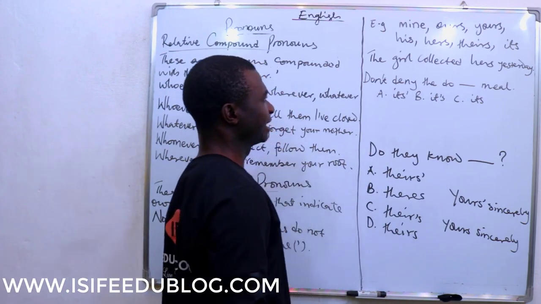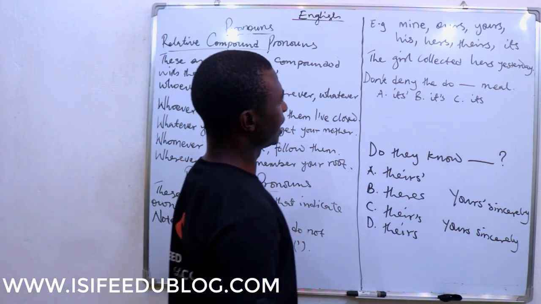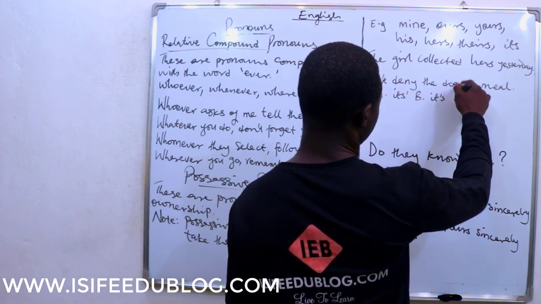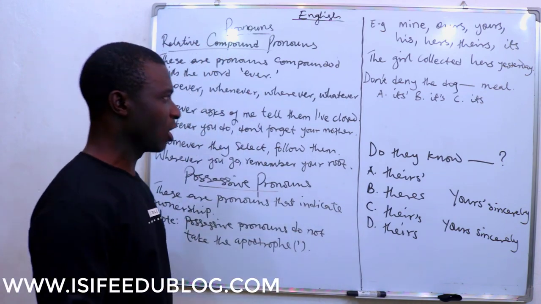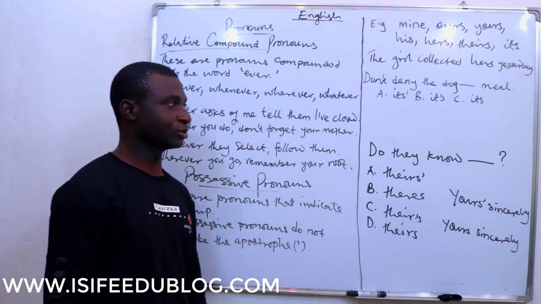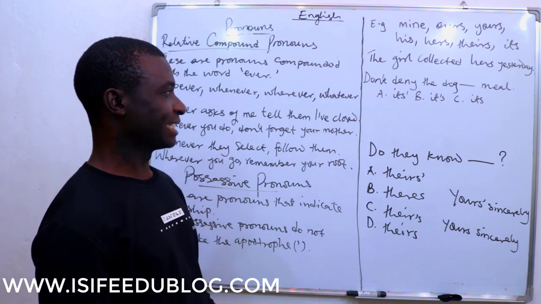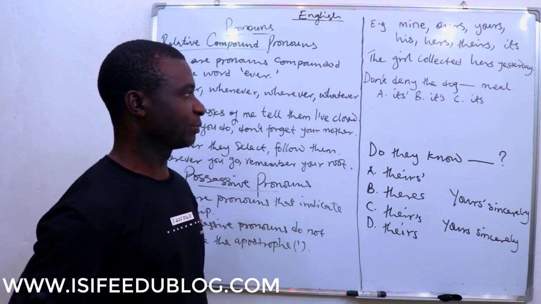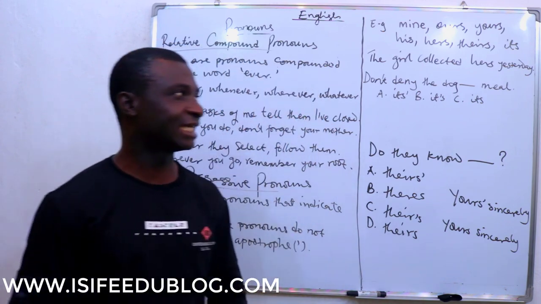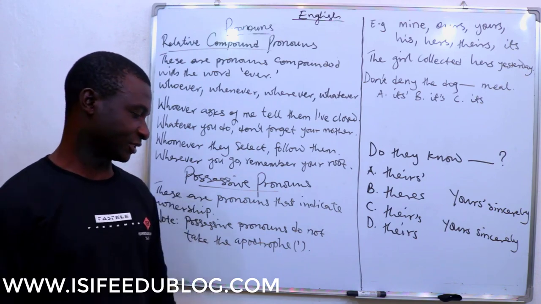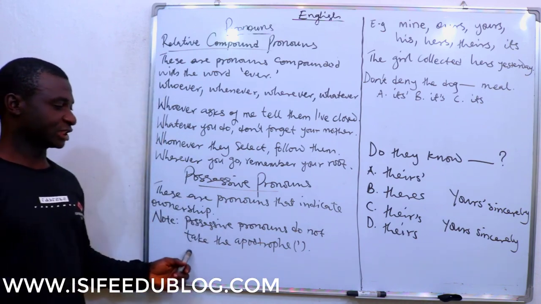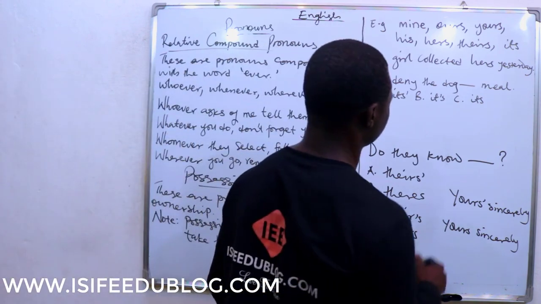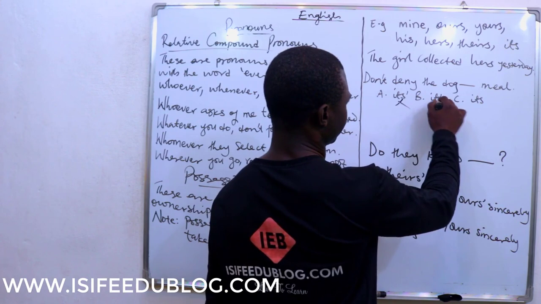Don't deny the dog dash meal. Is it its with an apostrophe, it apostrophe s, or its with no apostrophe? Of course, possessive pronouns do not take the apostrophe. So here we remove this, we remove this.